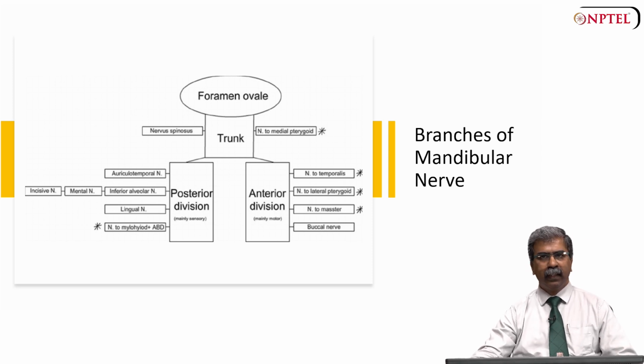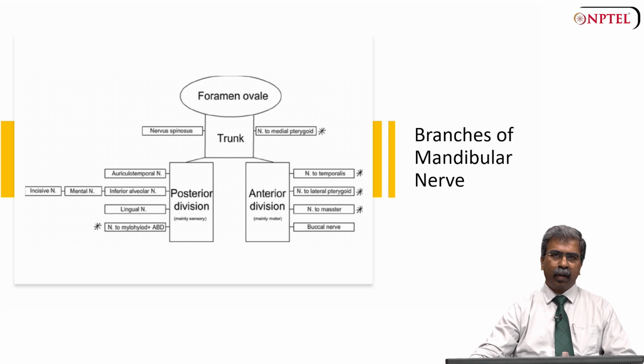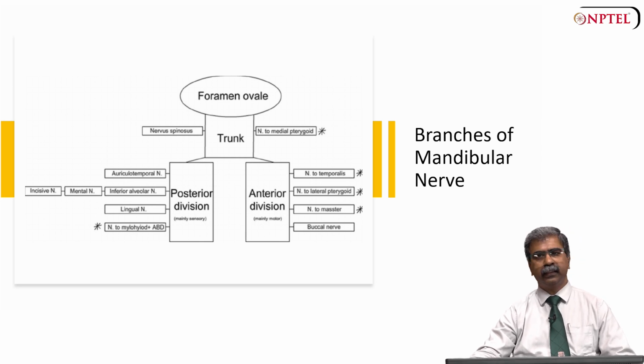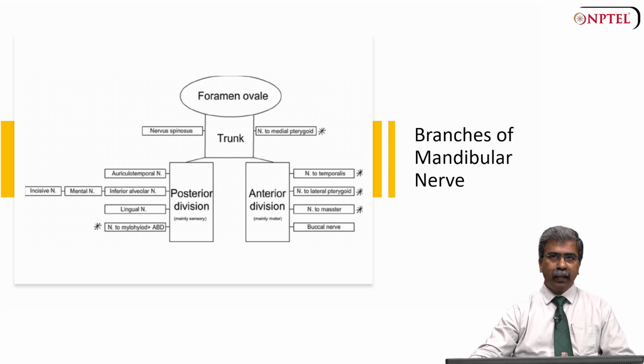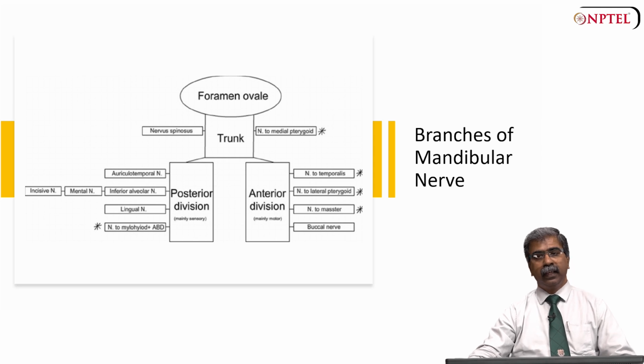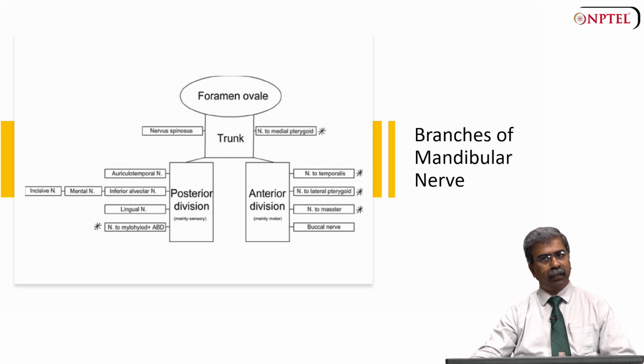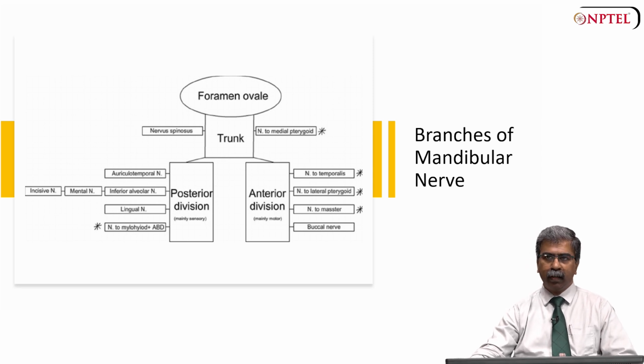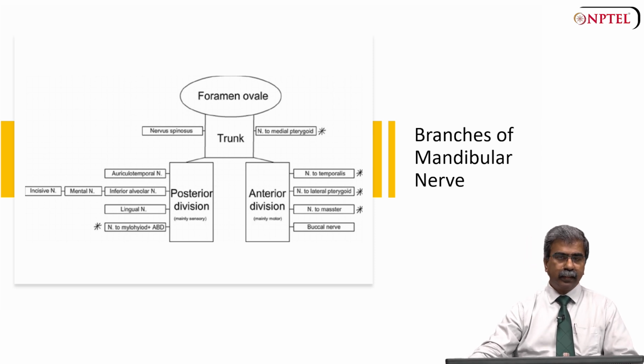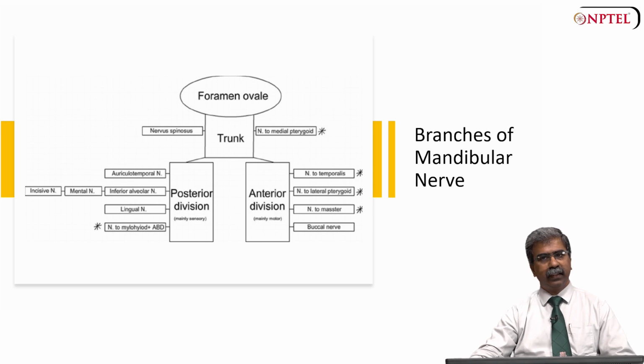motor branches. The sensory branches include the auriculotemporal nerve, which supplies the skin of the temporal region and part of the external ear. The buccal nerve or the long buccal nerve, which provides sensation to the buccal mucosa and gingiva. The lingual nerve, which supplies the anterior 2/3 of the tongue and floor of the mouth. And the inferior alveolar nerve, which innervates the lower teeth, the mental region, and chin. The motor branches innervate the muscles of mastication, including the masseter, temporalis and the pterygoid muscles.